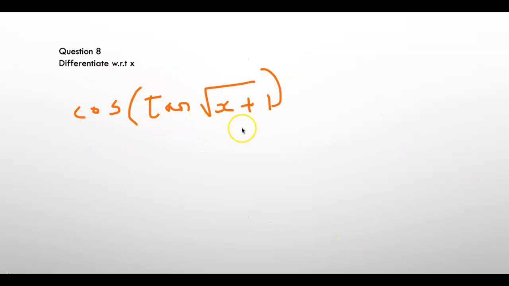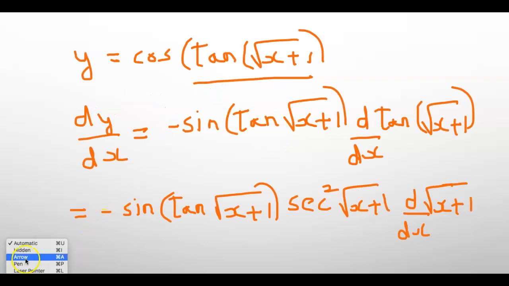Next, differentiate cos of tan root x plus 1 with respect to x. Now here again you will call tan root x plus 1 as u. So dy by dx will be, derivative of cos u is minus sin u. So it will be minus sin tan root x plus 1 into d dx of tan root x plus 1. Now tan root x plus 1 you can call as v. So root x plus 1 I will call as v. So derivative of tan v is secant squared v here. That is secant squared root x plus 1.